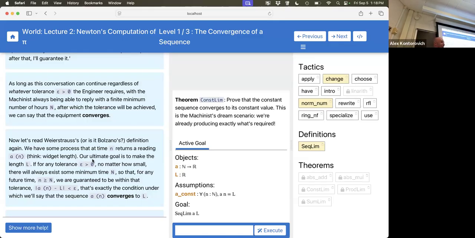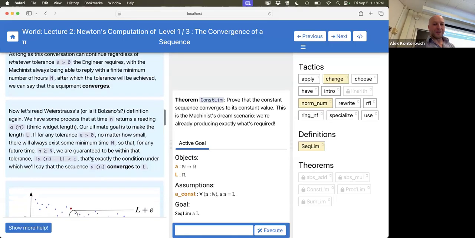We're never going to get exactly L. So if for any tolerance epsilon positive, no matter how small, there will always exist a minimum time, capital N, so that for any future time, little n, greater than capital N, we are guaranteed to be within that tolerance. The actual reading is within epsilon of the limiting reading. That's what it means for the sequence to converge.